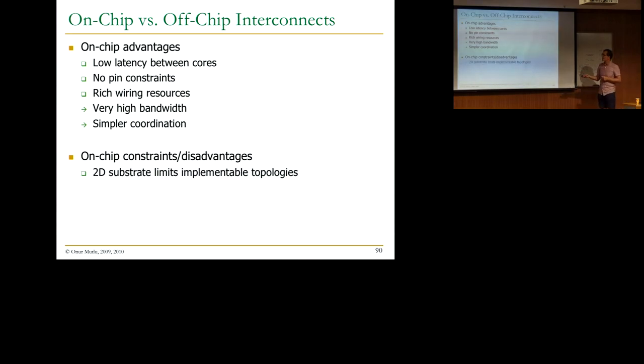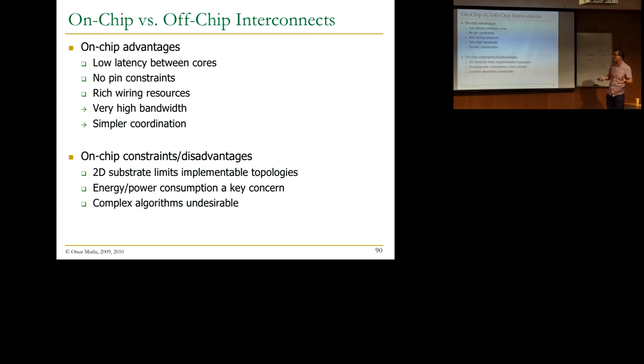So the disadvantages and constraints of on-chip is you have a 2D substrate, and this limits your topologies. You have to somehow build these wires. And if you have too many wires going on top of each other, like the point-to-point connections we looked at last time, that may be very difficult to build on chip because you have limited 3D wiring resources. Energy and power consumption is a key concern, and this may be even worse on chip. We're going to talk about that. And complex algorithms are probably undesirable, whereas if you're off chip, maybe you have a lot of latency, and you can have a lot more complexity in your routing algorithm because you may have a lot of time as well, right? Okay. And logic area constrains the use of wiring resources. Even though you may have a lot of wiring resources, the area overhead constrains the use of those.